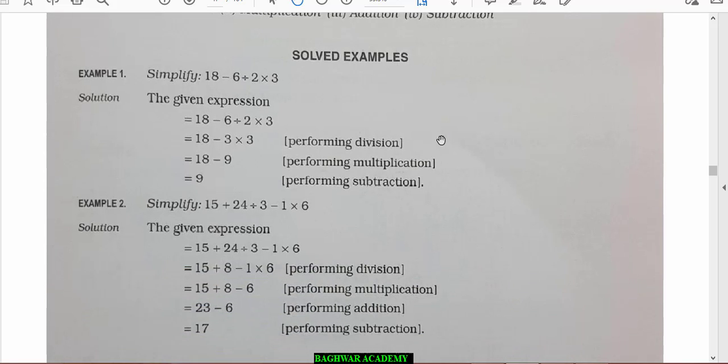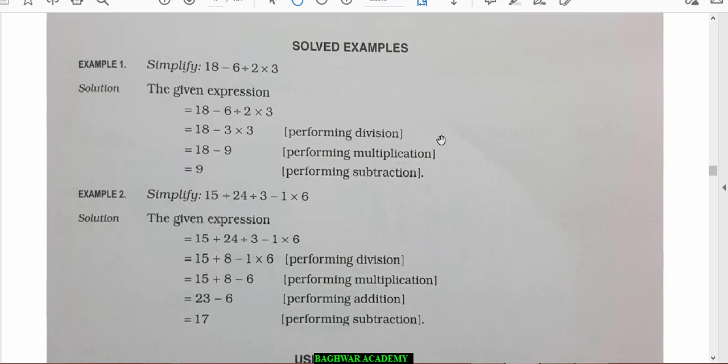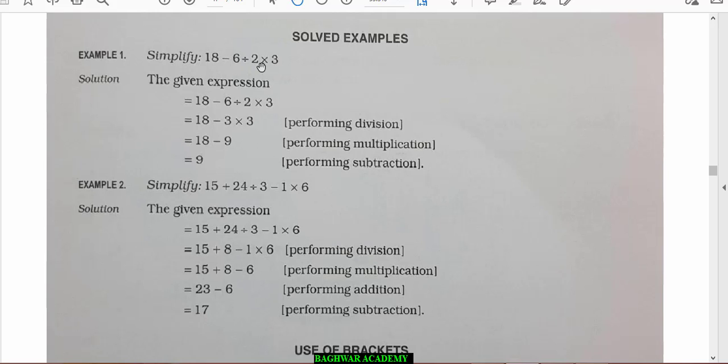First example: simplify 18 minus 6 divided by 2 into 3. Now here you see how we will solve this. If you are simplifying in this way, subtracting 18 minus 6 first, then dividing by 2, and then multiplying by 3, what will you get? 18 minus 6 is equal to 12, then dividing by 2 you get 6, and then 6 into 3 is equal to 18.